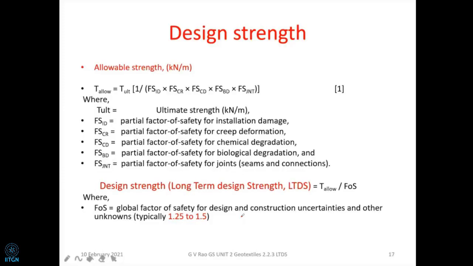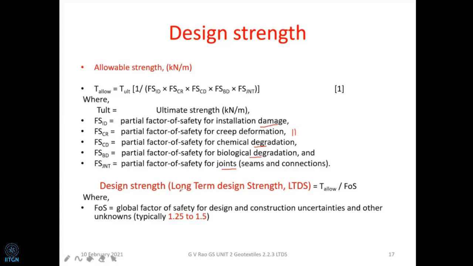So if you try to put all these things together, what did we do? We got a factor of safety for installation damage. We got a factor for chemical degradation. We got a factor for biological degradation. And then we got a factor for joints, that is, seams and connections. What is left out is the creep portion, which we'll see in more detail. Anyway, once we have got all the factors as actually tested, we are going to get T allowable as T ultimate, the ultimate tensile strength, divided by all these factors. And that is T allowable.